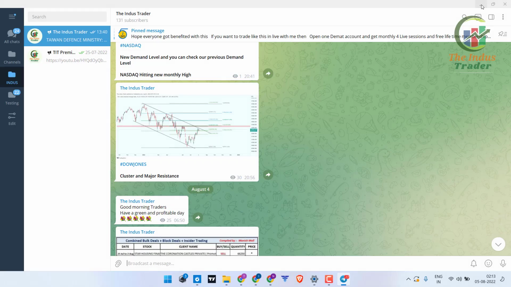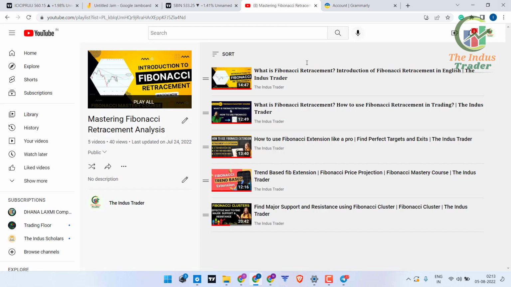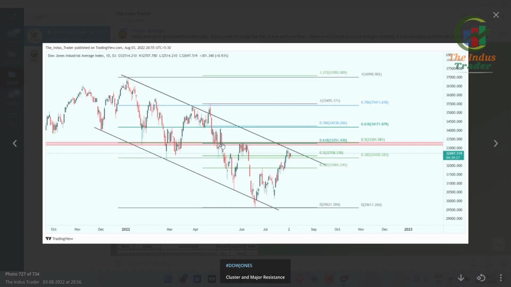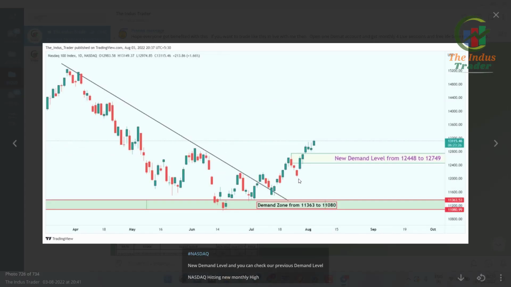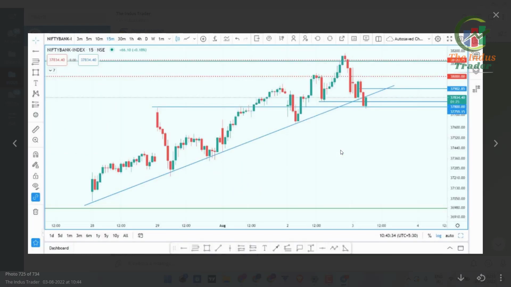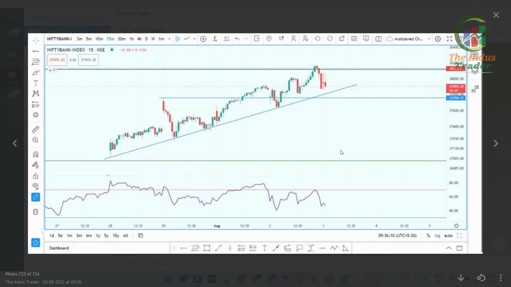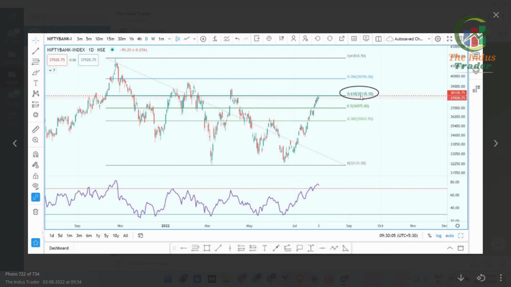See, I have explained only the concepts which I use in my real time trading. You can see the same example I have given here if you closely observe. And you can see demand zones, and I share a lot of charts here: support, resistance and Fibonacci related. Recently Bank Nifty respected the 0.6 level.